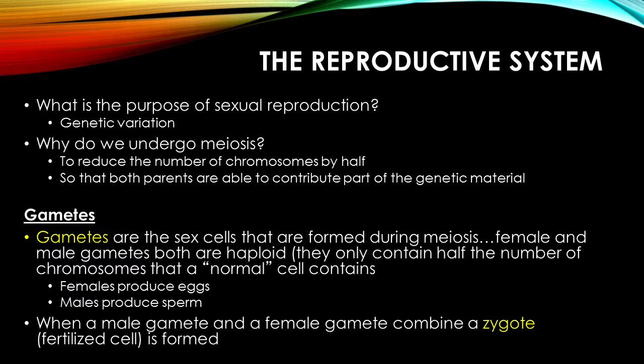The main purpose of our reproductive system is to produce sex cells to create children. When a male gamete and a female gamete, so a sperm and an egg, combine, a zygote, what we call a fertilized cell, is formed. This system consists of the female and male genitals and also hormone glands.